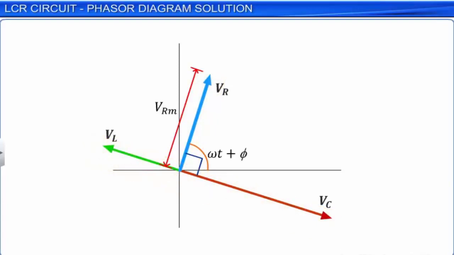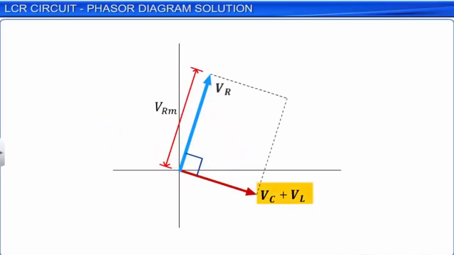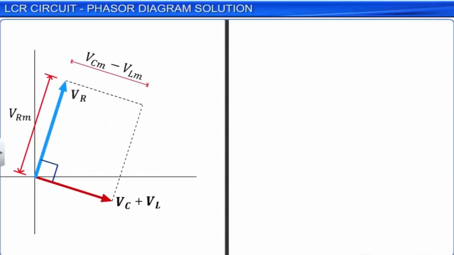Considering the directions of VC and VL on the phasor diagram, we can obtain a single phasor for VC plus VL with the magnitude of VCM minus VLM. Here, we assume that the capacitive reactance Xc is greater than the inductive reactance XL, and hence we have VCM greater than VLM. The phasor with the magnitude VCM minus VLM is at right angles to the phasor with the magnitude VRM. The amplitude of the applied AC voltage Vm can be calculated by using the Pythagorean theorem on the simplified phasor diagram.